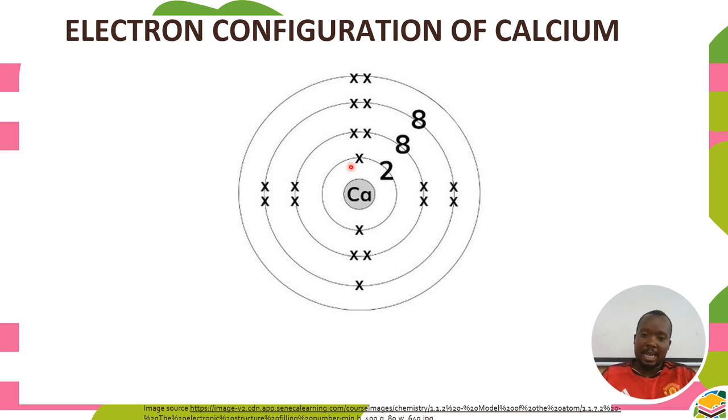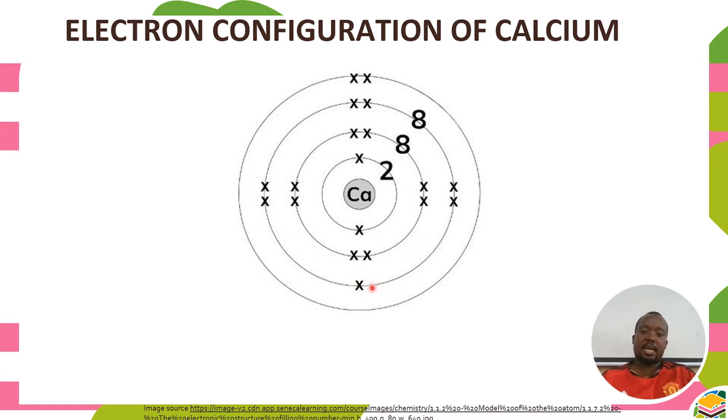I believe you have said 8. Yes, you are correct. The answer is indeed 8. So 8 electrons in energy level number 3. So we have 1, 2, 3, 4. Okay, sorry. 1, 2, 3, 4. Supposed to be 5, 6, 7, 8.